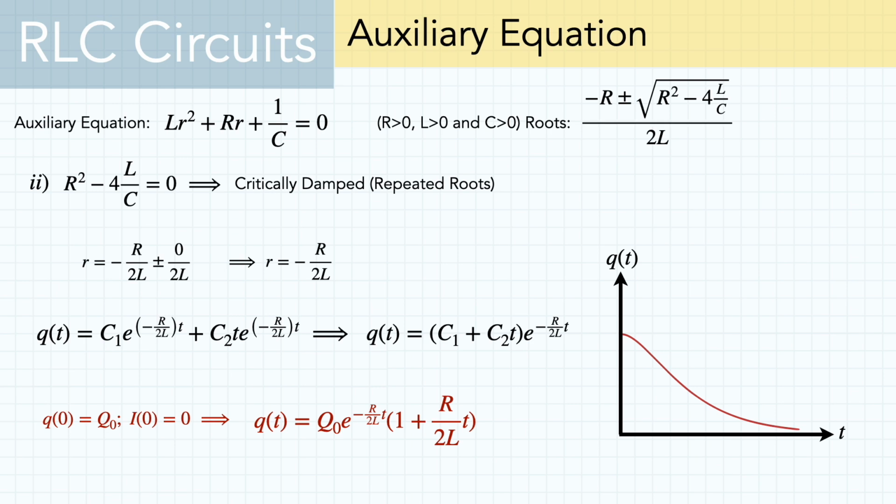So if we solve for those, we can simplify this equation as so, and this is what the graph would look like. As you can see, it's starting to produce a bit of a sinusoidal function, but is going down as a function of e as well, kind of like an envelope function.